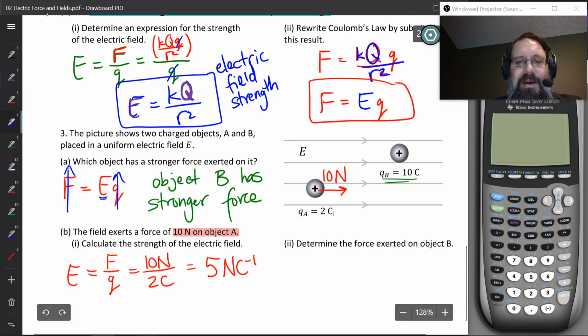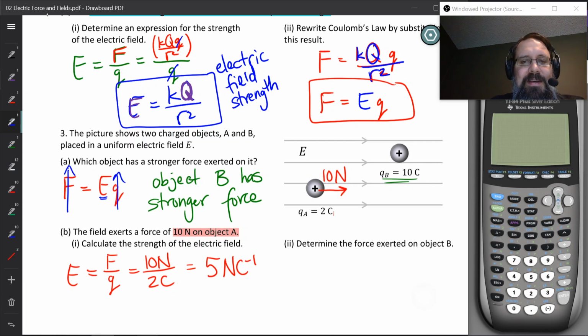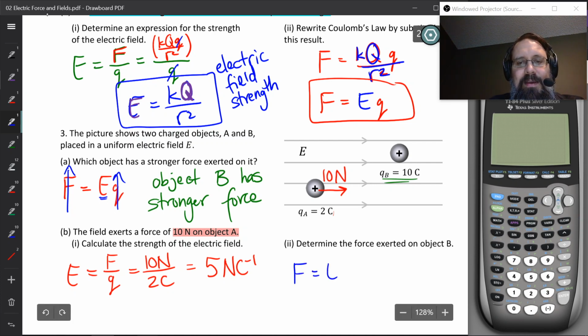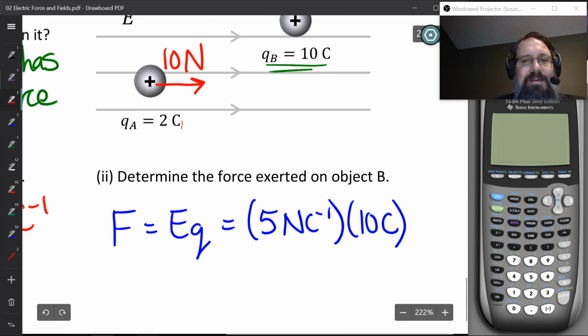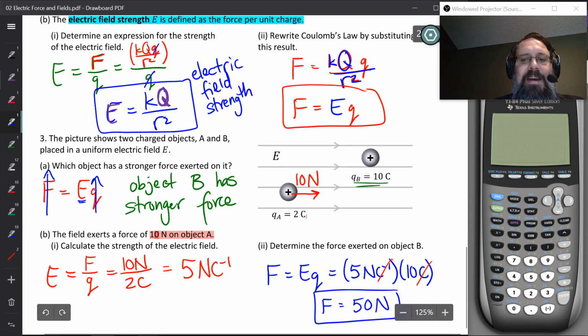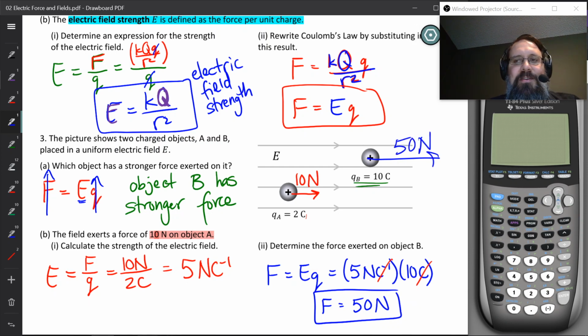And then lastly, we want to determine the force exerted on object B. So force is equal to electric field strength times the charge. So we just found out the field strength was 5 newtons per coulomb. And then we're going to multiply it by our object B, which has 10 coulombs. And then you can see that the coulombs will cancel out here. The per coulomb and the coulombs cancel, and we just get that the force exerted on it is 50 newtons. Super easy stuff. And then we can see that that's in agreement, that there's a 50 newton force on this guy. And yes, we were right, object B has a stronger force.